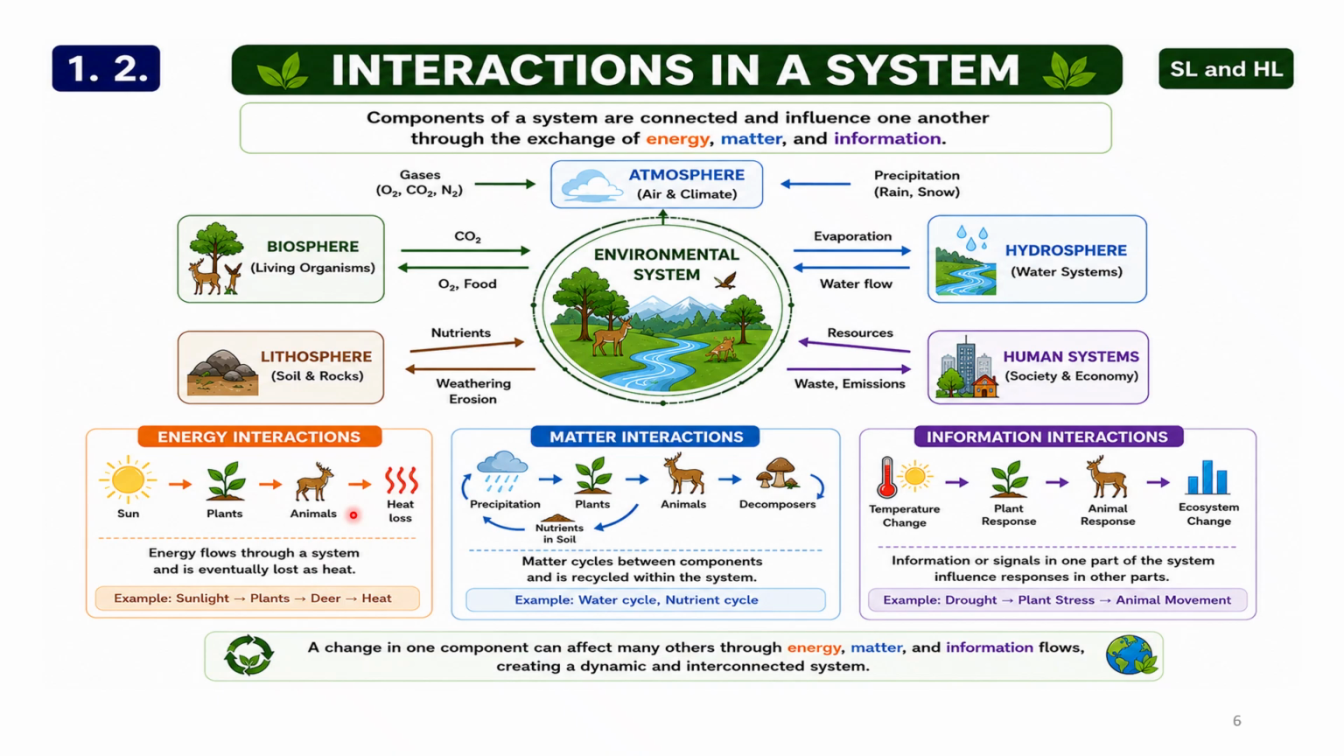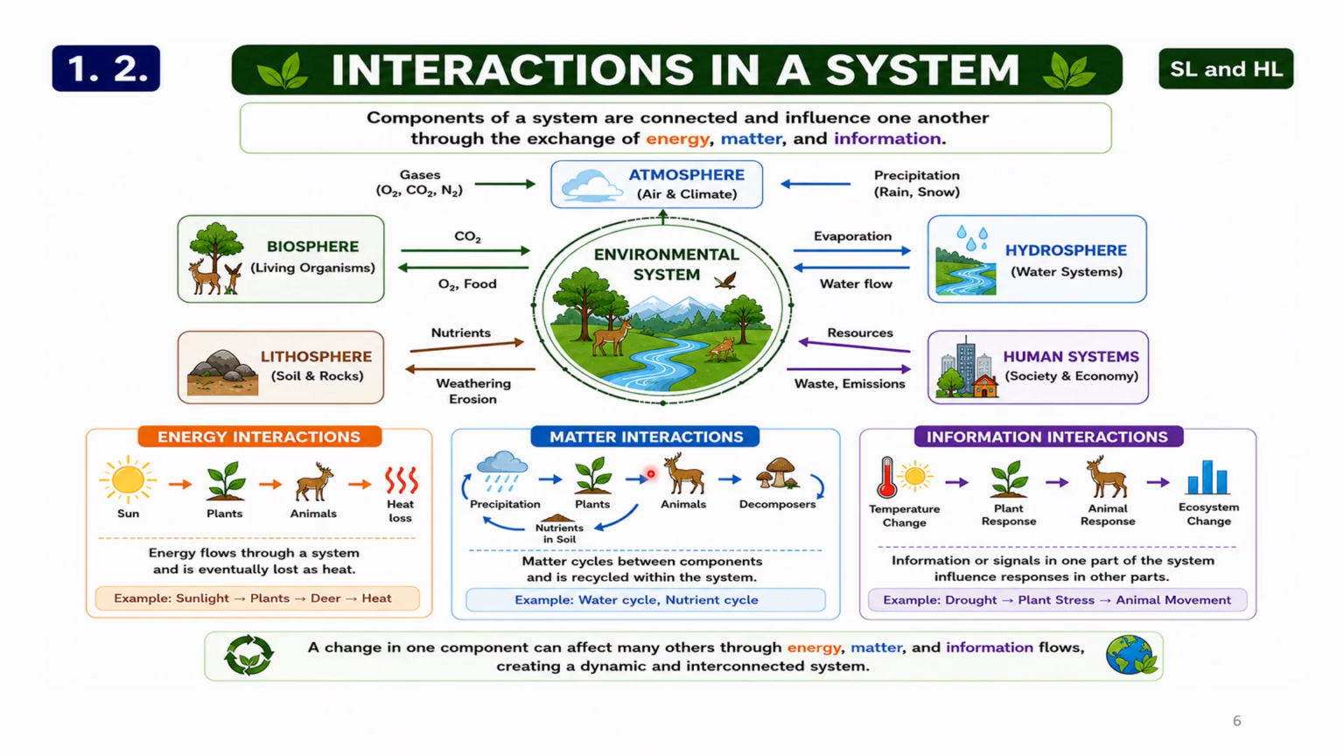Energy interactions show how energy flows in one direction through a system. Sunlight is captured by plants during photosynthesis, transferred to animals through feeding relationships, and eventually lost as heat. For example, sunlight supports grass growth, which feeds deer and other herbivores.